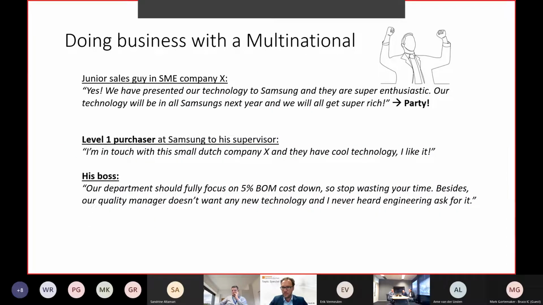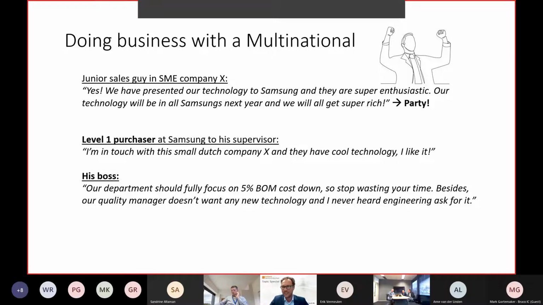So what you hear sometimes is some guy saying, "Okay, we are in. We have talked to this large company, let's say Samsung in this case, and very positive feedback. They really like our products and our technology, and we are successful. We are there."